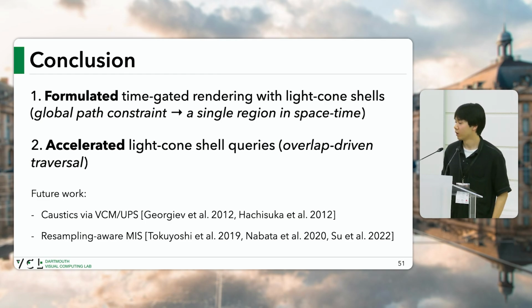Another would be exploring resampling where MIS weights fold our traversal probability into the weighting, as currently we disregard that and just use standard BDPT MIS weights. This has been looked at in the steady state setting, but seeing if it helps in time-gated rendering, where perhaps the main cause of variance is the time gate, would be an interesting direction.